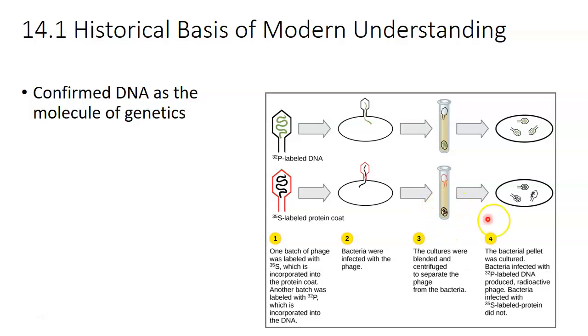And then they actually grew these bacteria out, and they looked for radioactivity. And they didn't find any radioactivity down here, but they did here. So what this told us is that the DNA that was labeled here ended up getting into these cells and then ended up being replicated here in these bacteria. And the protein here labeled in red, the S35, did not get into these bacterial cells. And so this was knocked off and it ended up here.